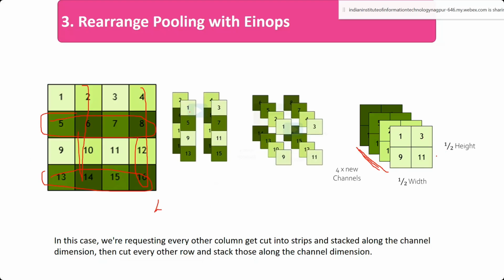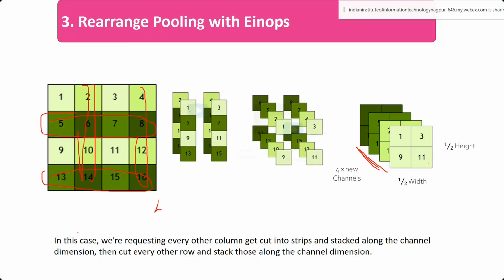So every piece of data you are keeping at the back. You are reducing the dimension, but you are not losing the data. You are putting that data in a different channel, then another channel. How are you doing that? You take data in a column-wise and row-wise fashion. In this case, we cut every other column into strips and stack them along the channel dimension, then cut every other row and stack those along the channel dimension.